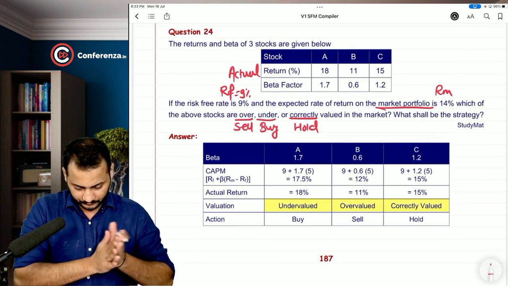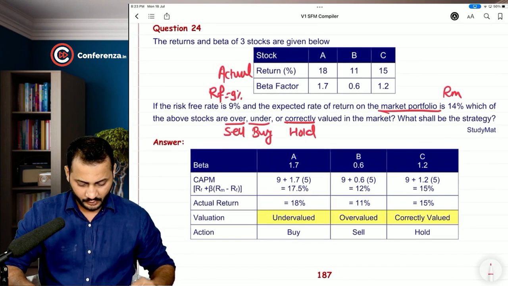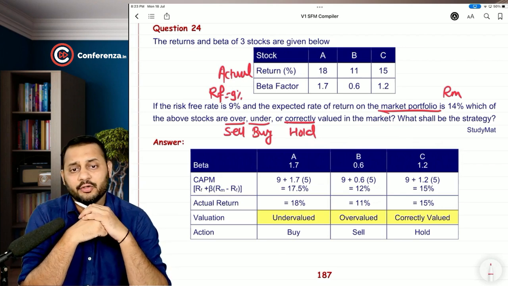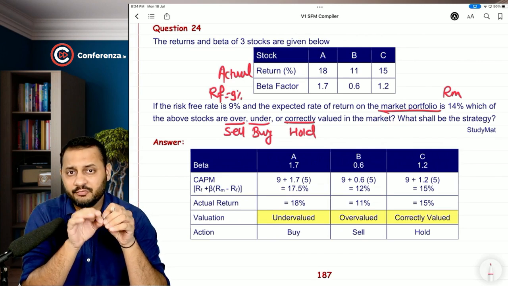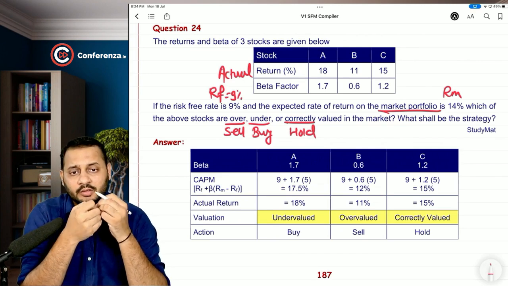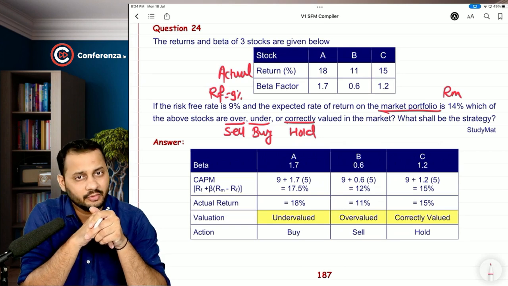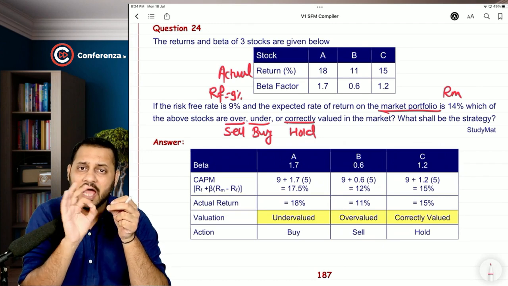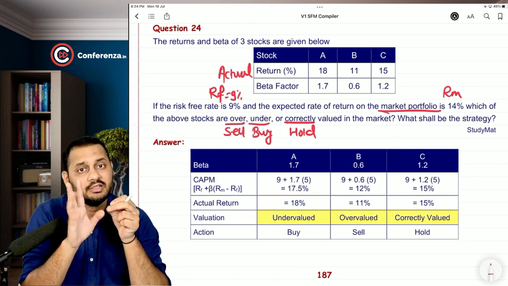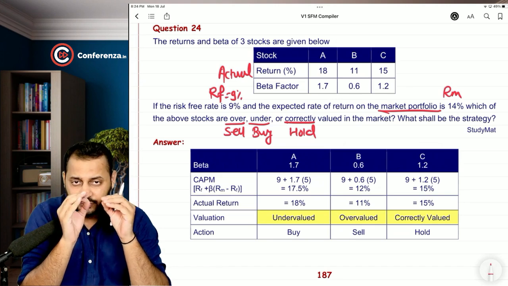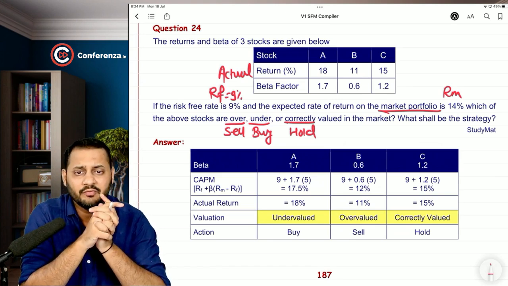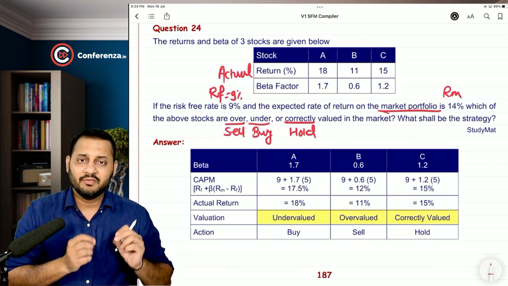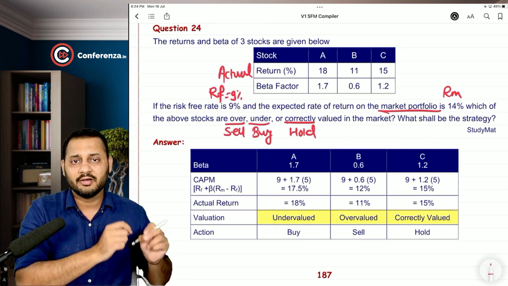See, now the question is asking us whether the shares are over, under, or correctly valued, and for that purpose we will have to find out whether the return in the market is higher or lower. The actual return is given to you. What the return should have been is calculated using the capital asset pricing model. So in every scenario we are going to apply the capital asset pricing model, and we will find out the theoretical required rate of return. Okay.